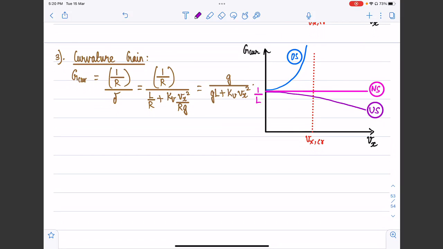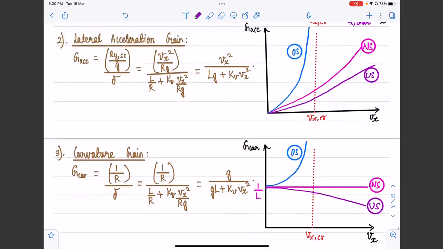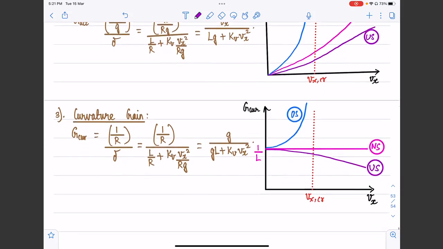Sir, the oversteer behavior over here, if the KV is less than 1, right? KV is less than 0. Oh, okay, less than 0. Understood. Yeah. So once again, understeer means KV is greater than 0. Neutral steer means KV is exactly equal to 0. Oversteer means KV is less than 0.